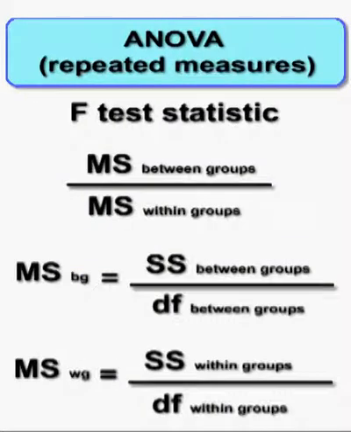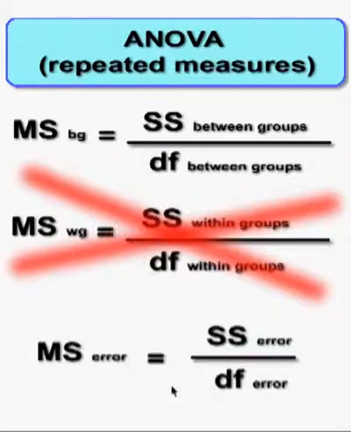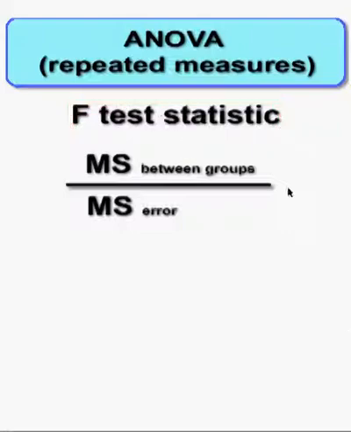Previously, with the regular ANOVA, we would take the mean squares between groups divided by the mean squares within group. That would give us our F-test. This is what we used to do, but we don't do that anymore. We no longer use the mean square within group formula. We're going to use the mean square error formula. And we're just going to substitute in the values that we just calculated. So there's the F-test statistic formula with repeated measures.